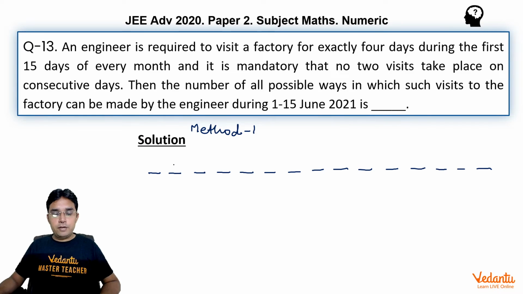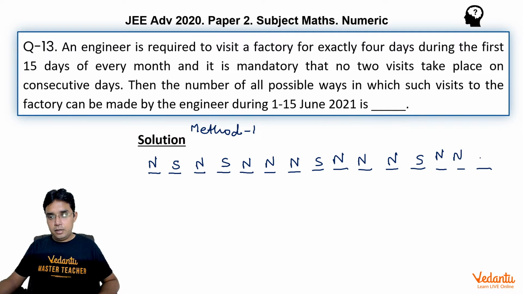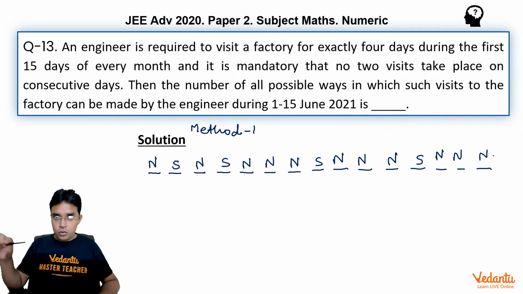So we need to select 4 days. So let me write S on those 4 selected days. So 1, 2, 3 and 4. And those days which are not selected, let us call them as N. So this question now is equivalent to arranging 11 N and 4 S in a row so that no two S are consecutive. So this question can be done in now 3 steps.